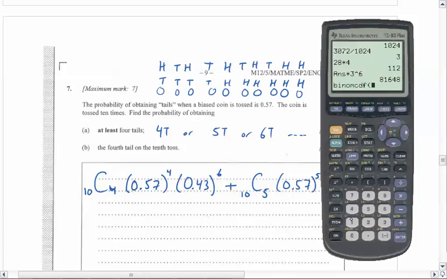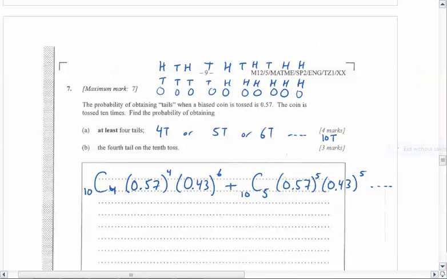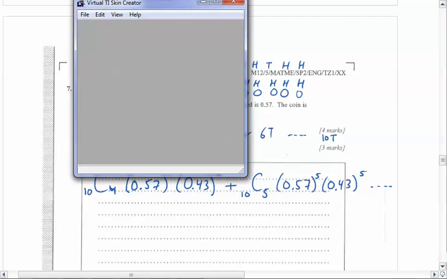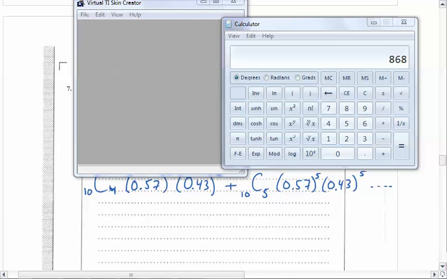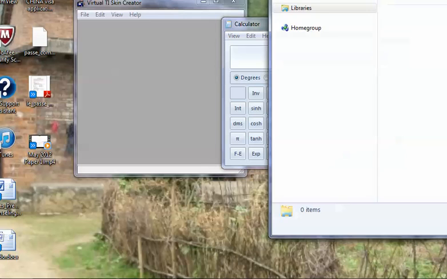So the arguments are N, P, X, so the number of trials, the probability that you're looking for, and the number that you want. Oh, but the problem is that this is going to go from 0 up to that number, and I want from that number up to 10. So I find binomial CDF is not actually that helpful sometimes. Oh, I just lost my calculator. Get it back.